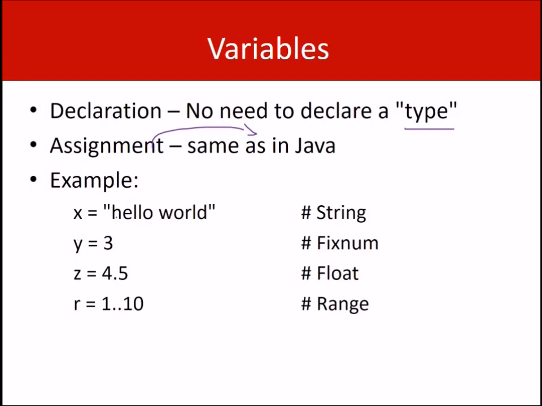Let us take an example. Here x is equal to double quotes hello world, and x is already treated as a string. This is a fixed number, which in other languages you can term as an integer or long. Here it may be a float or a double, but in this particular case, specifically in Ruby, this is a float, and this is a range from 1 dot dot to 10.